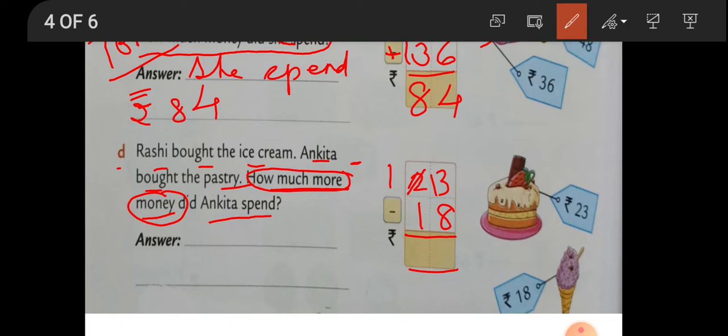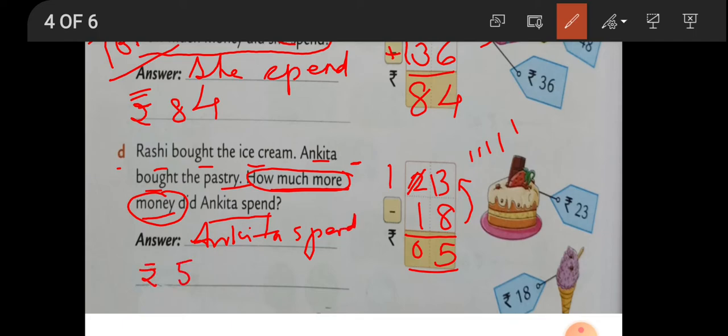Now easy way. I told you, when you have a 13 number, you don't have 13 fingers. So what you will do? 8 is small. From 8 to 13, forward counting karo. Okay? Start forward counting after 8 till 13. Come on, we'll draw the line. 9, 10, 11, 12, 13. So how many lines? 1, 2, 3, 4, 5. And 1 minus 1 is 0. So only 5. Okay. So how much more money did Ankita spend? So we'll write, Ankita spent rupees 5 more. Okay, beta.